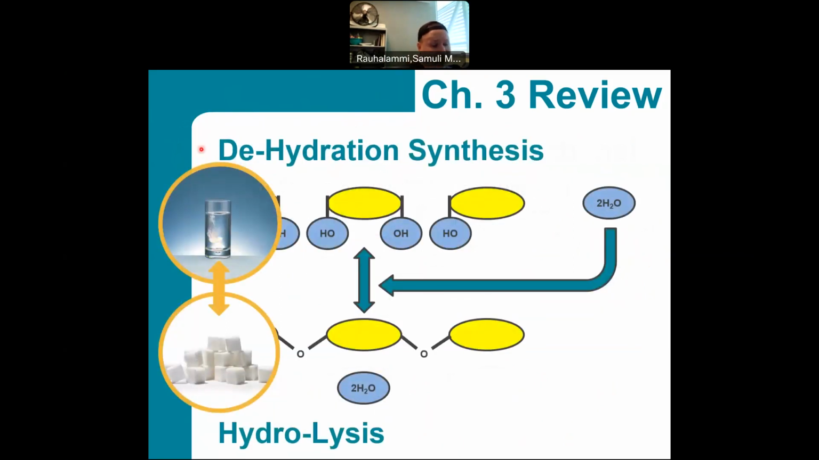So we can see this, for example, if we take a glass of water and put sugar cubes into there. These sugar cubes then can dissolve into water, but if we evaporate all of the water away from a glass that contains sugar water, these sugars will then crystallize. So really the water is the force that drives these reactions that we're seeing here.